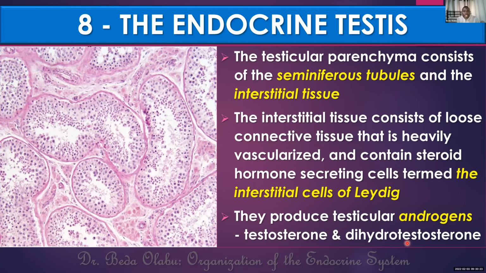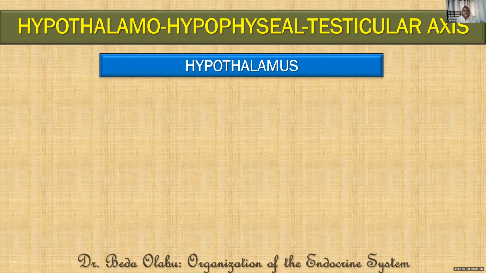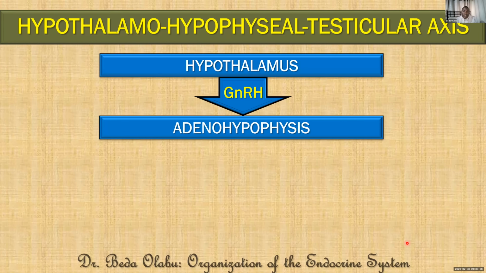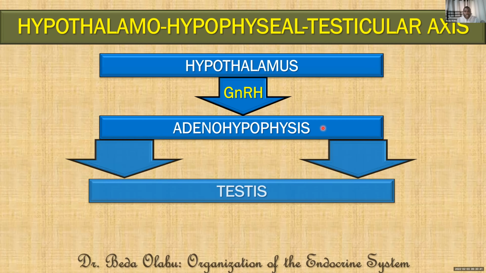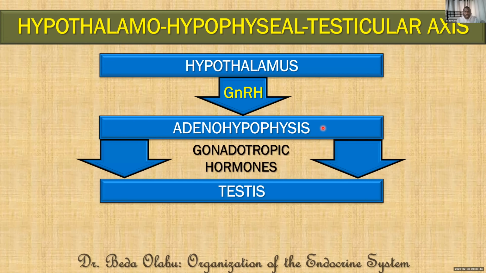So based on that, let's revisit the hypothalamo-hypophyseal testicular hormonal axis. Hypothalamus produces GnRH, gonadotropin releasing hormone, that acts on the anterior pituitary, adenohypophysis. The physiological effect of GnRH on the adenohypophysis is to promote the secretion of gonadotropic hormones, FSH and LH. Those two hormones act on the testis.